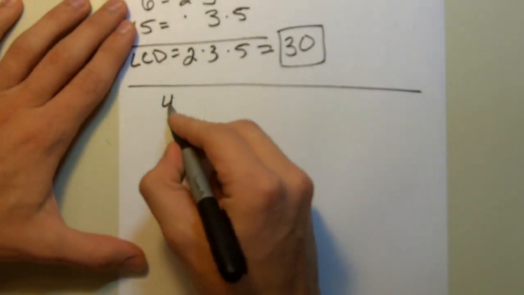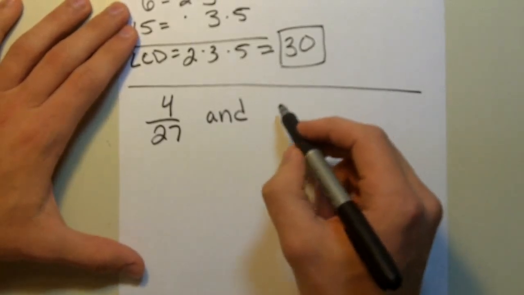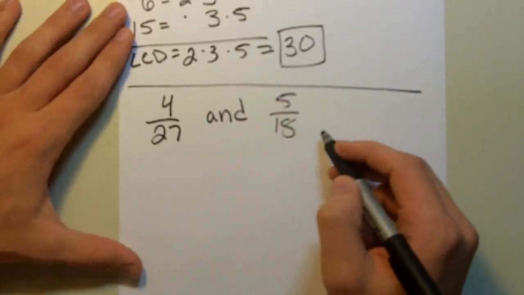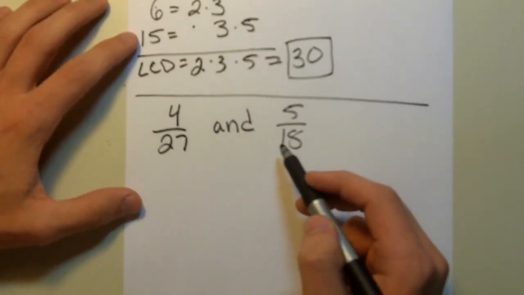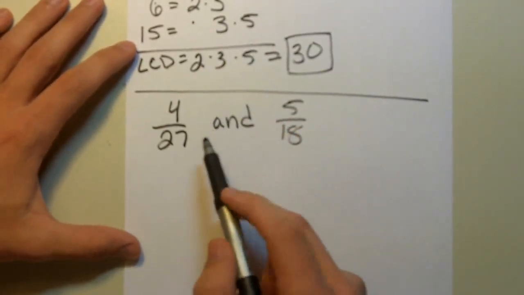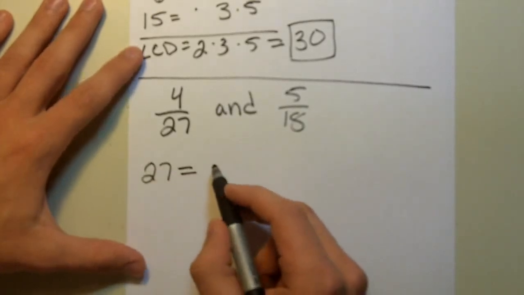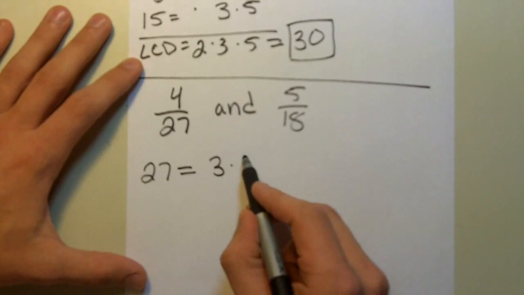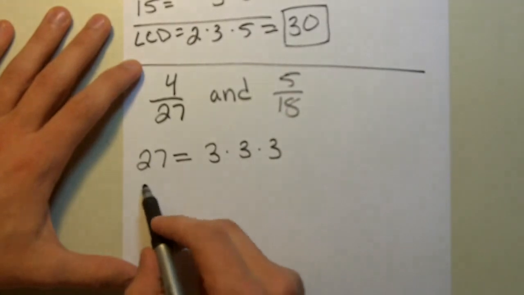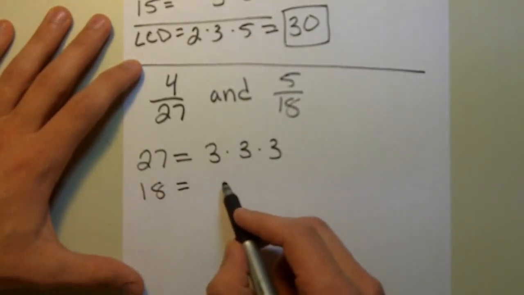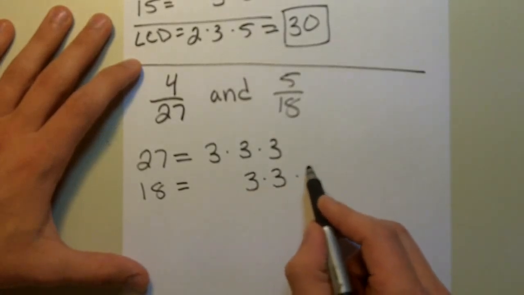And we're going to have 4 over 27 and 5 over 18. Now we need to break down 27 and 18 just like we did up here into the product of the smallest prime numbers. So 27 can be broken down into 3 times 3 times 3, right? Because 9 times 3 is 27. Now we're going to do the same thing for 18. Now 18 is broken down by 3 times 3 is 9, times 2 is 18.